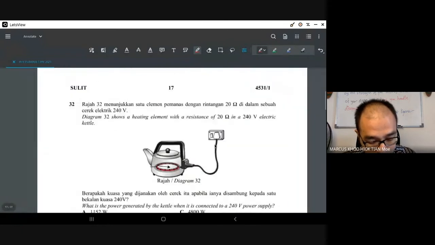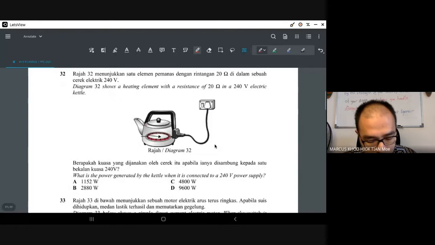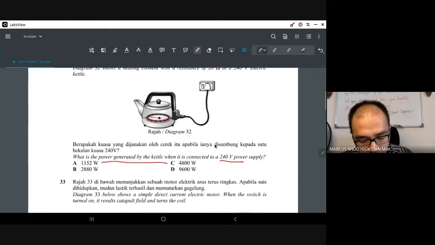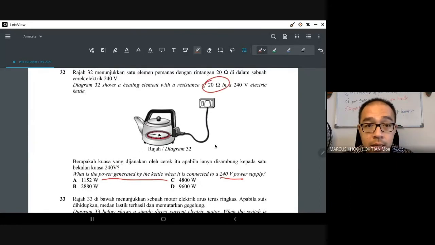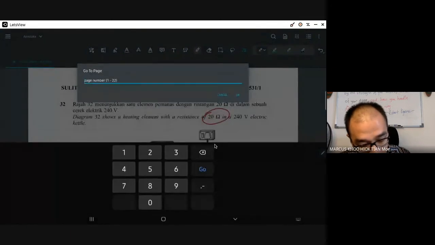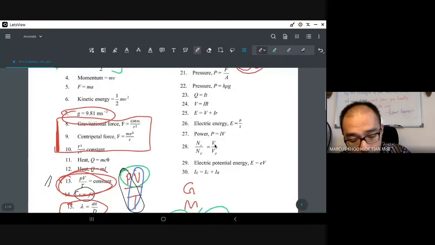32. Okay, diagram 32 shows a heating element with a resistance, yada yada. What is the power generated by the kettle when it is connected to a 240 volt power supply? You are only given the resistance. So this is either you don't remember or you remember lah. Okay, let me go to page 2. So the power formula is only this. This is the only formula for power given.